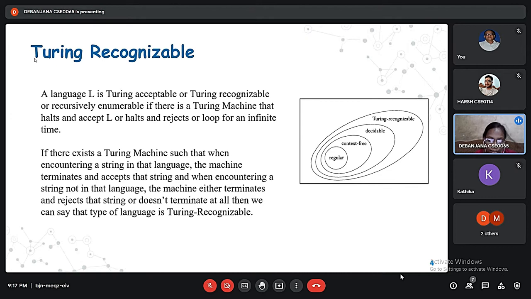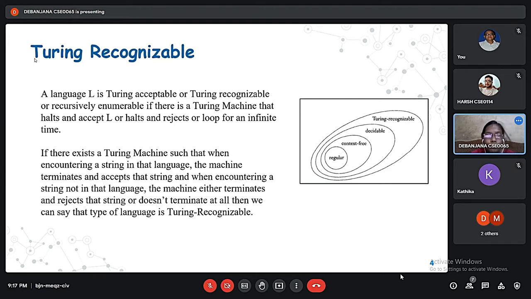Good evening, sir. Myself, Debanjana Nandan. And now, starting with the Turing Recognizable. So, a language L is said to be a recursively enumerable language if there exists a Turing machine which will accept and therefore halt for all the input strings which are in L, but may or may not halt for all input strings which are not in L.